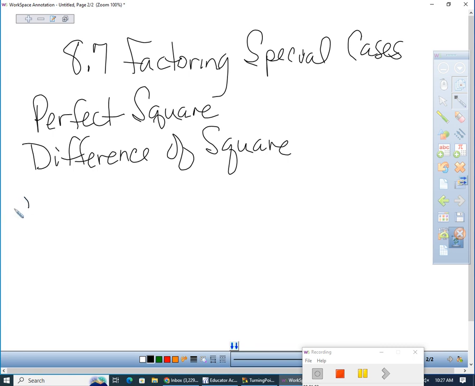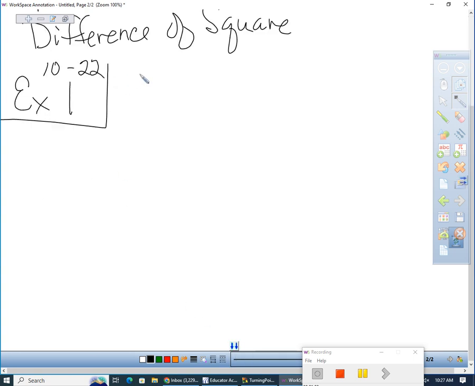We're going to start with example number 1. This is going to cover 10 through 22. Some of them are super quick. All right, so factor.